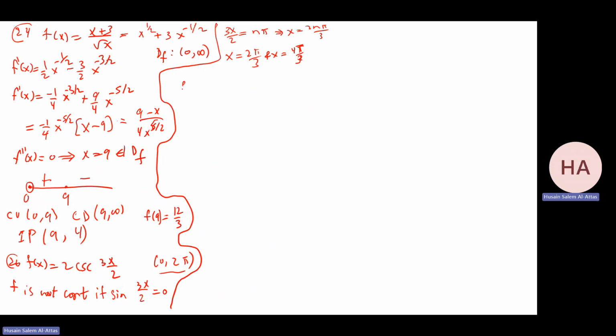Okay, now we'll do f prime. f prime will be what? Minus 2 cosecant 3x over 2 cotangent 3x over 2 times 3 over 2. So it is minus 3 cosecant 3x over 2 cotangent 3x over 2. Okay, this is f prime.